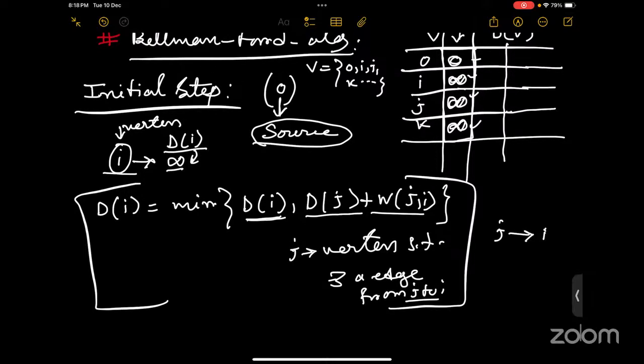So the minimum distance to I will be the minimum of distance of I and distance of j plus the weight of the edge between j and I.